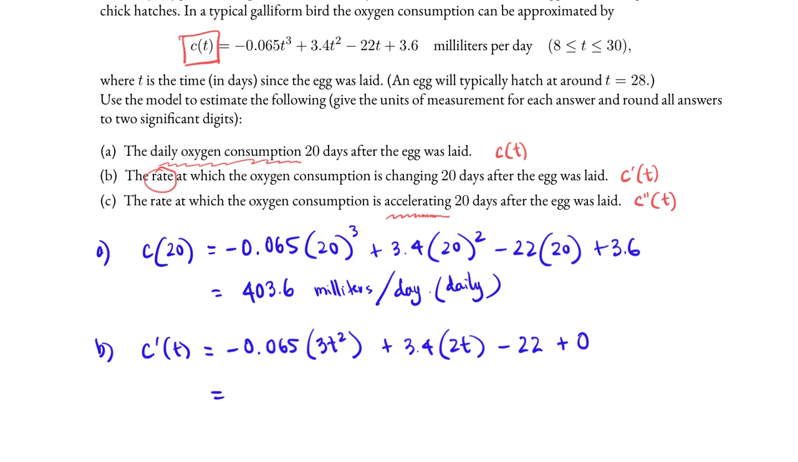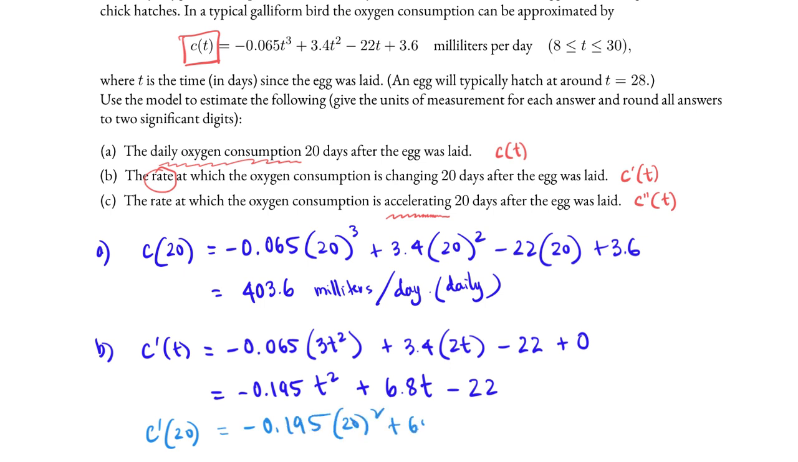Negative 0.065 times 3 is negative 0.195. Bring down t squared. Plus 3.4 times 2t is 6.8t. Bring down negative 22. Then we simply plug in 20 into C'. This will give us -0.195 times 20 squared plus 6.8 times 20 minus 22. Plug this into a calculator, we will get 36.